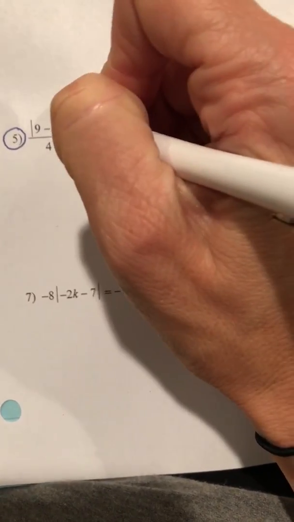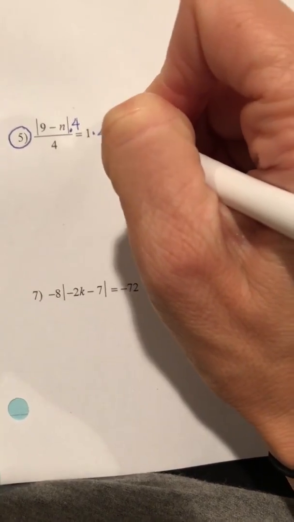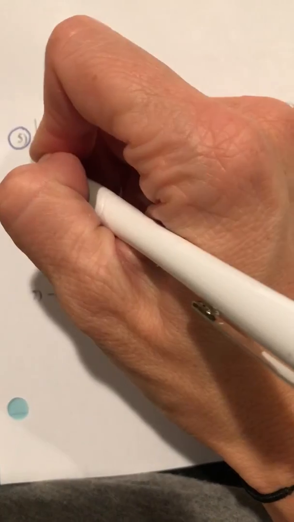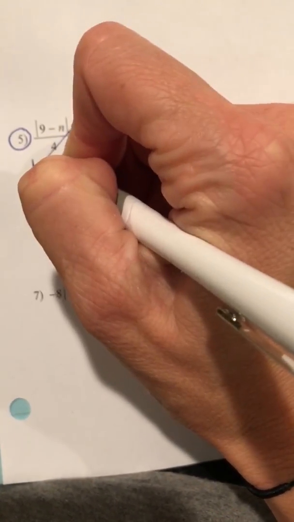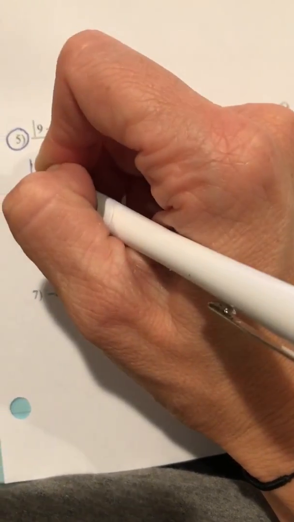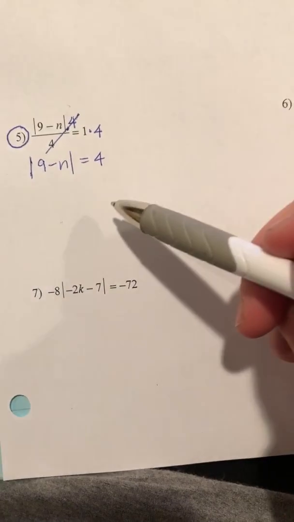So I will multiply by 4. Whatever you do to one side, do the other as well. So the 4's on the left cancel out, and I'm left with the absolute value of 9 minus n is equal to 1 times 4, or 4. So now that I have the absolute value isolated, I will be setting up two equations.